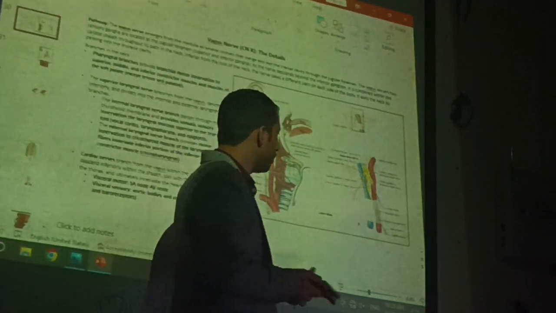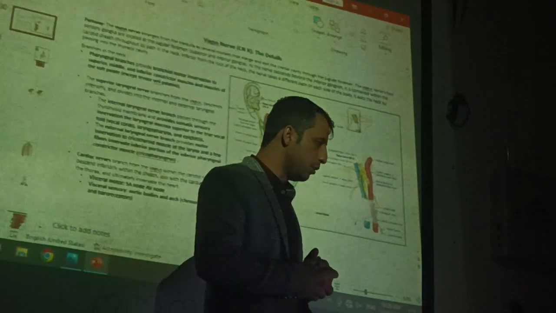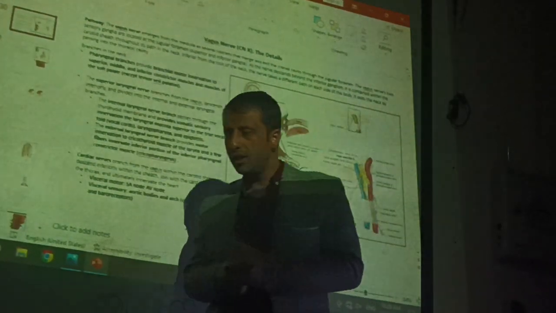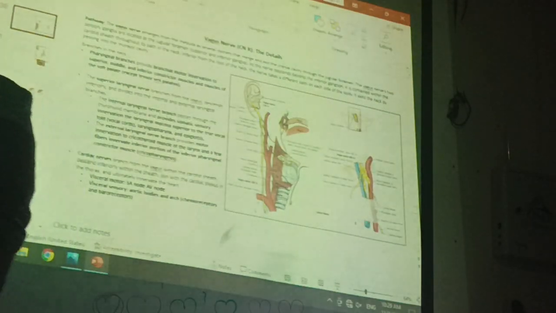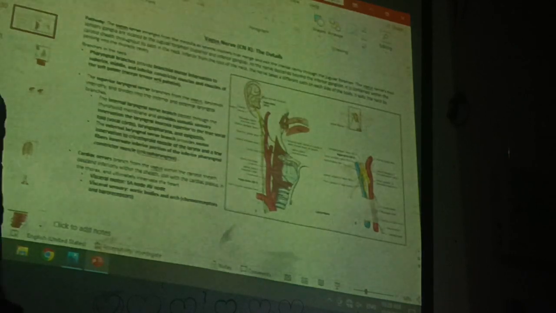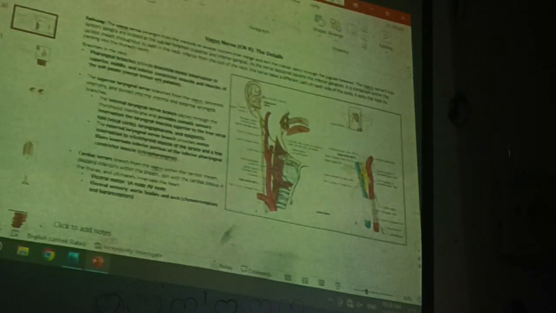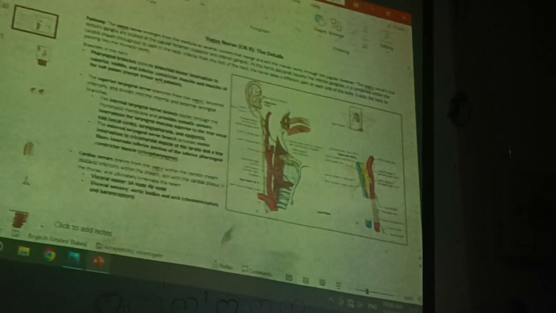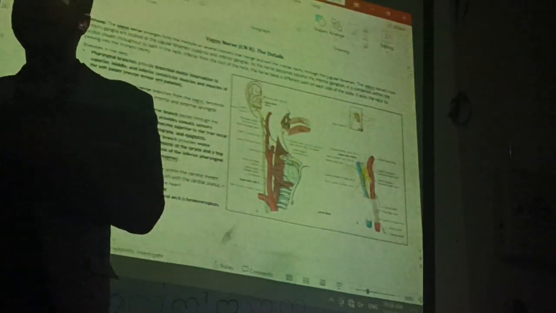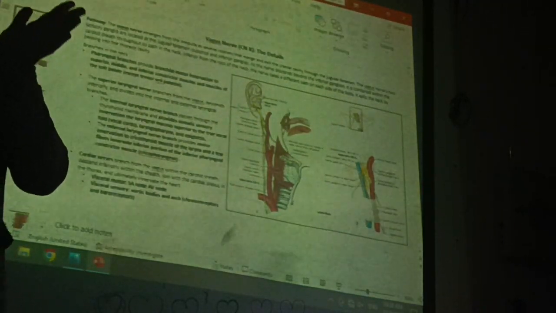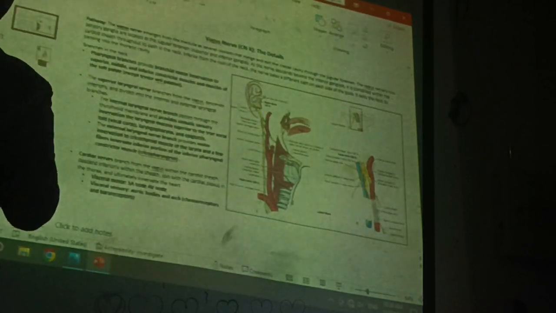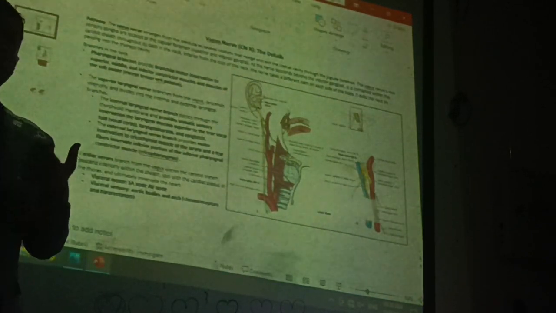Other branches are derived from the inferior ganglion. From the inferior ganglion, the first branch of the vagus nerve is the superior laryngeal nerve. The superior laryngeal nerve travels inferiorly, and at the level between the external and internal carotid artery, it divides into two branches, external laryngeal nerve and internal laryngeal nerve.